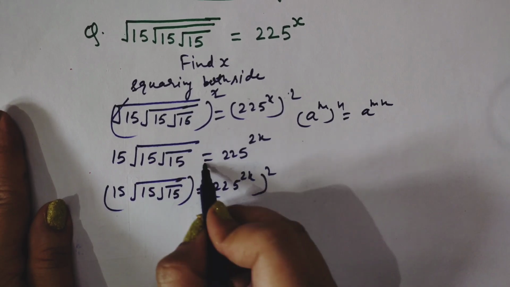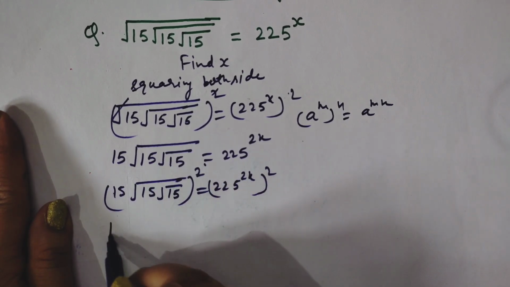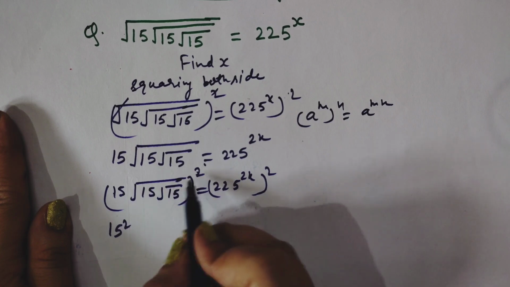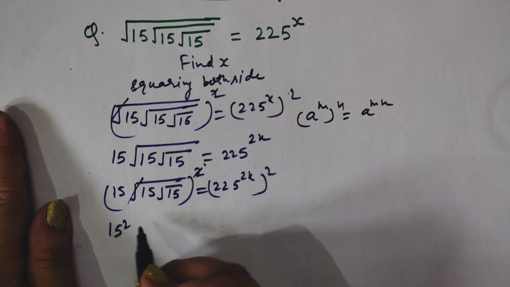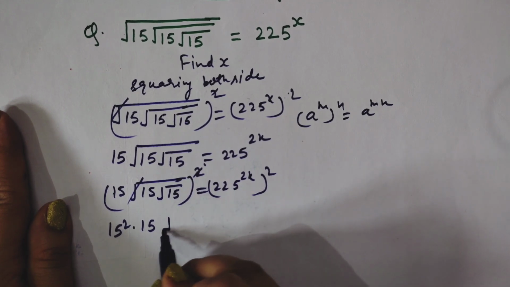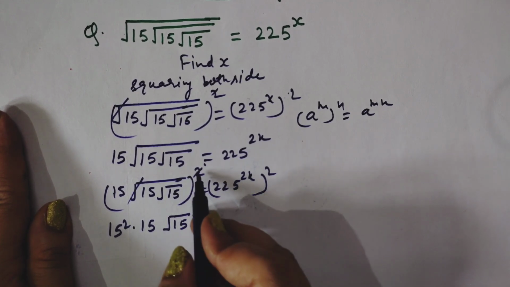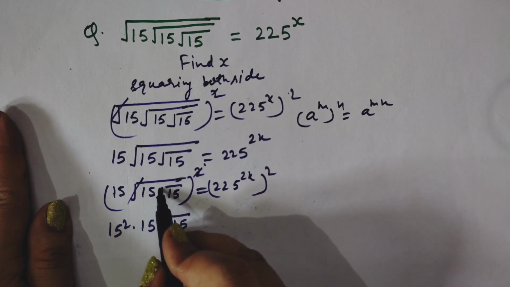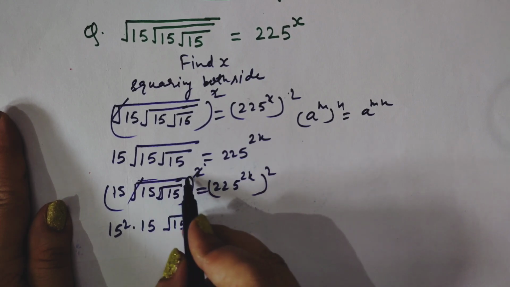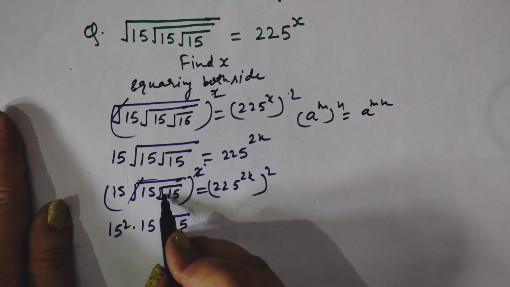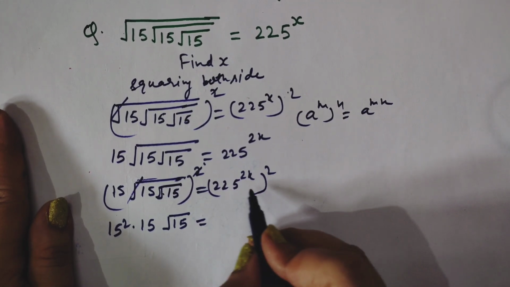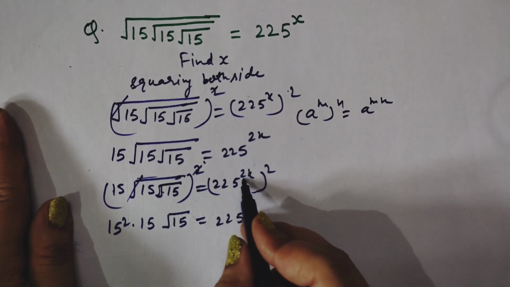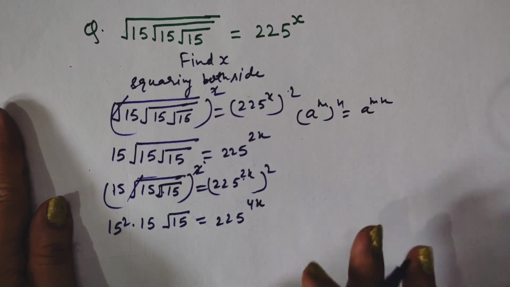Squaring both sides again. So this one is 15 squared, and this square cancels out the square root. So this 15 is here, and this root 15 is as it is. This square cancels only this square root, because this square root is the part of this square root, so do not remove this square root. Now on the right hand side, 225 to the power 2x into 2 is 4x.